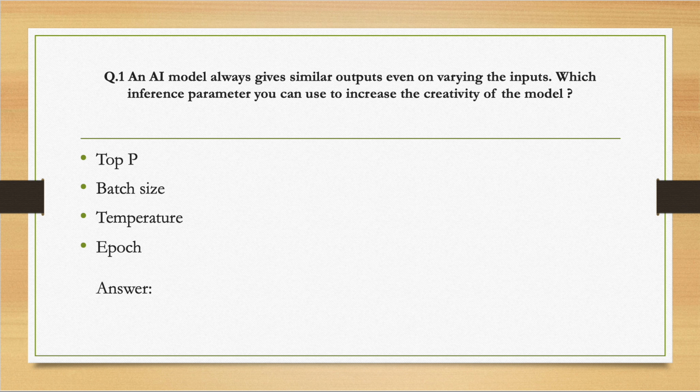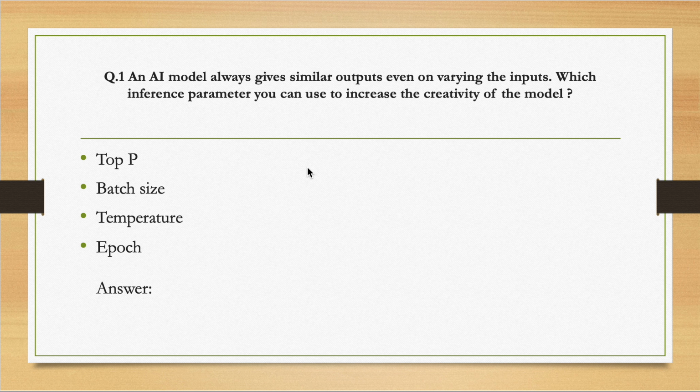This is a comparatively easier level of questions. I will keep on increasing the difficulty as I keep on building videos. To start with, the first question is: an AI model always gives similar outputs on varying the inputs. Which inference parameter would you use to increase the creativity of the model?